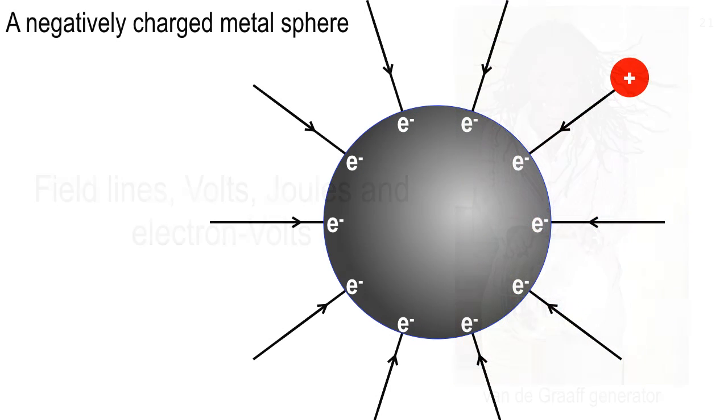Now, here's a negatively charged metal sphere. The way that you would draw the field lines, they don't look like a bar magnet. They just go straight inward. And the rule is that if there's some hypothetical positive charge outside the negative sphere, it would be attracted, and therefore it would go inward, and that is the direction of the field lines.